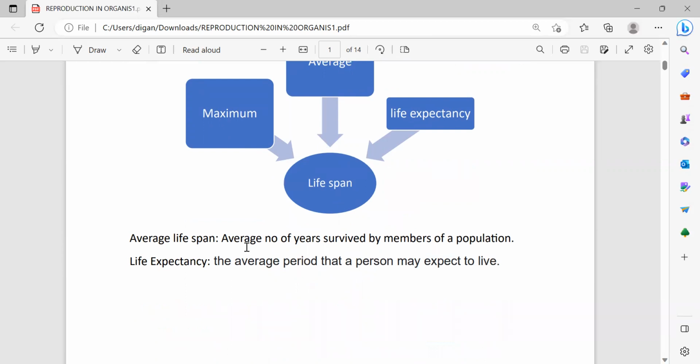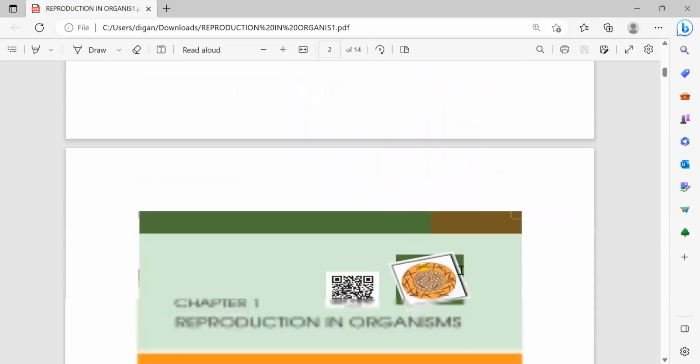So average lifespan means what? The average number of years survived by members of a population is known as average lifespan, and life expectancy means the average period that a person may expect to live. That is called life expectancy.